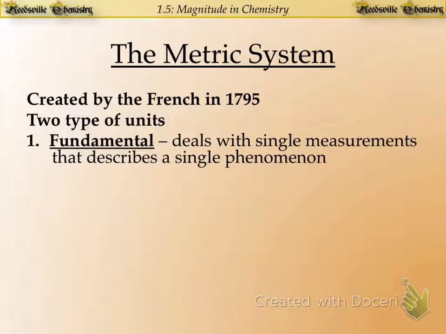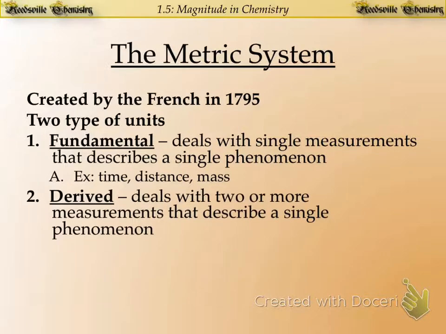Fundamental units deal with single measurements that describe a single phenomenon. So those are pretty simple. It's like time and distance and mass. Time would be seconds, distance maybe meters, and mass would be like grams. And then we also have derived units.